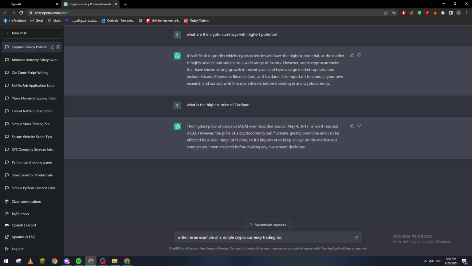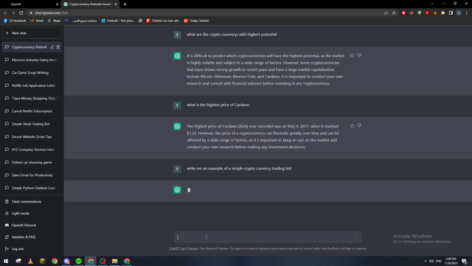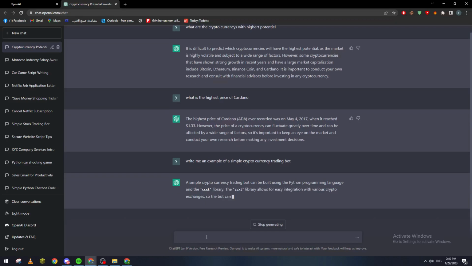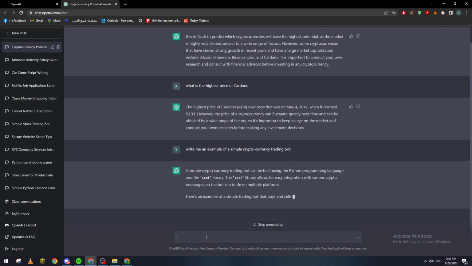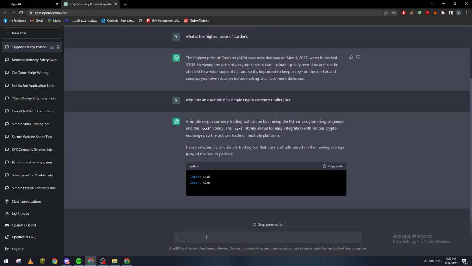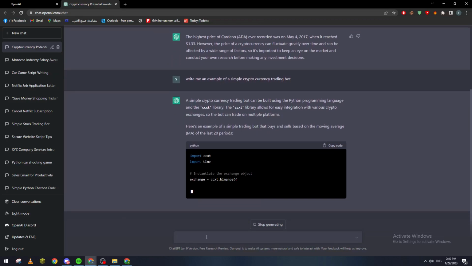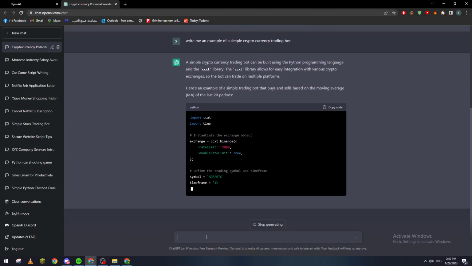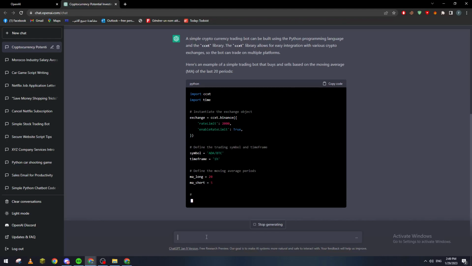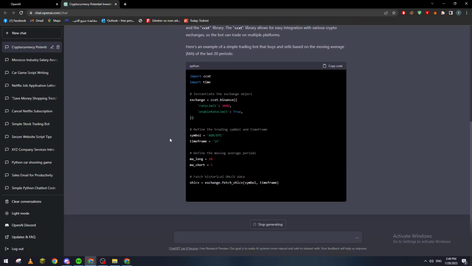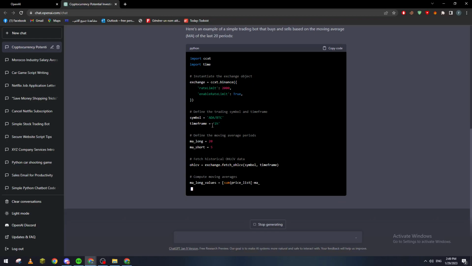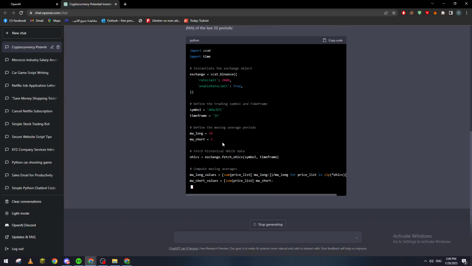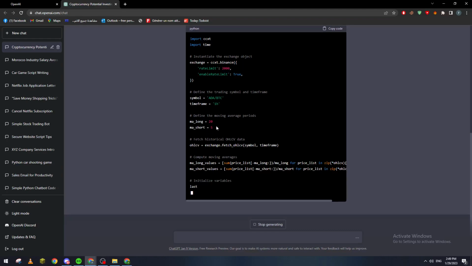an example of a simple cryptocurrency trading bot. So as you can see now, an example of a cryptocurrency trading bot can be built using the Python programming language, etc. And now it will just give us some examples. So here's an example of a simple trading bot that buys and sells based on the moving average of the last 20 periods. As you can see, it will start with the symbol ADA or Bitcoin. The time frame is 1 hour, and the moving averages are 20 and 5. So long term is 20, short term is 5.